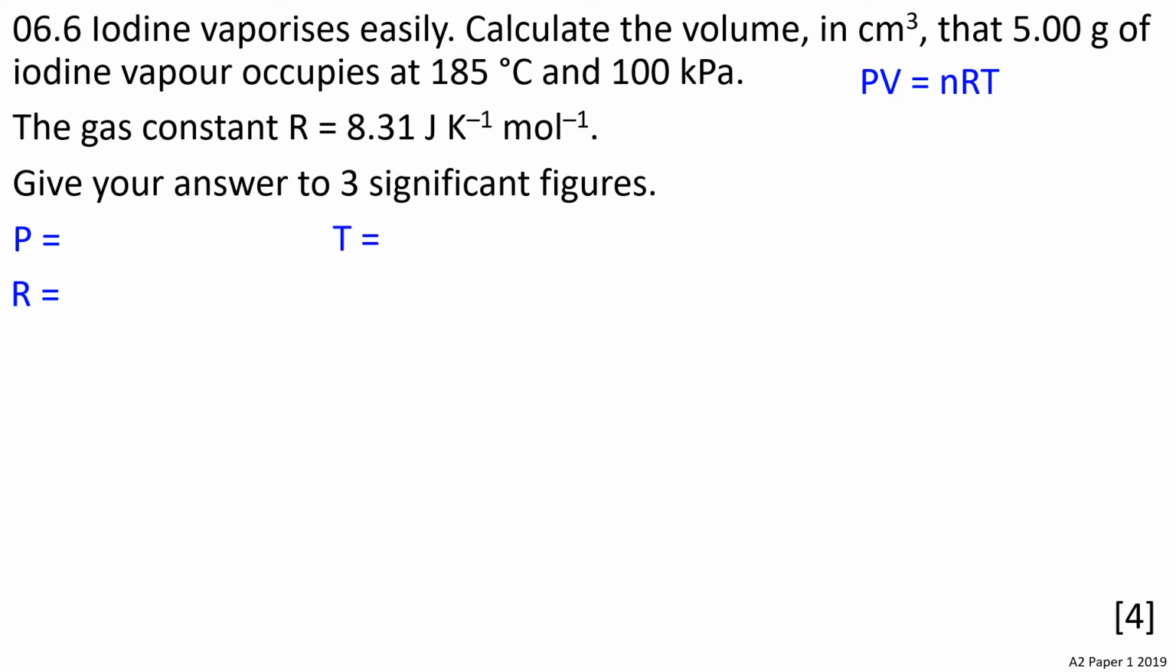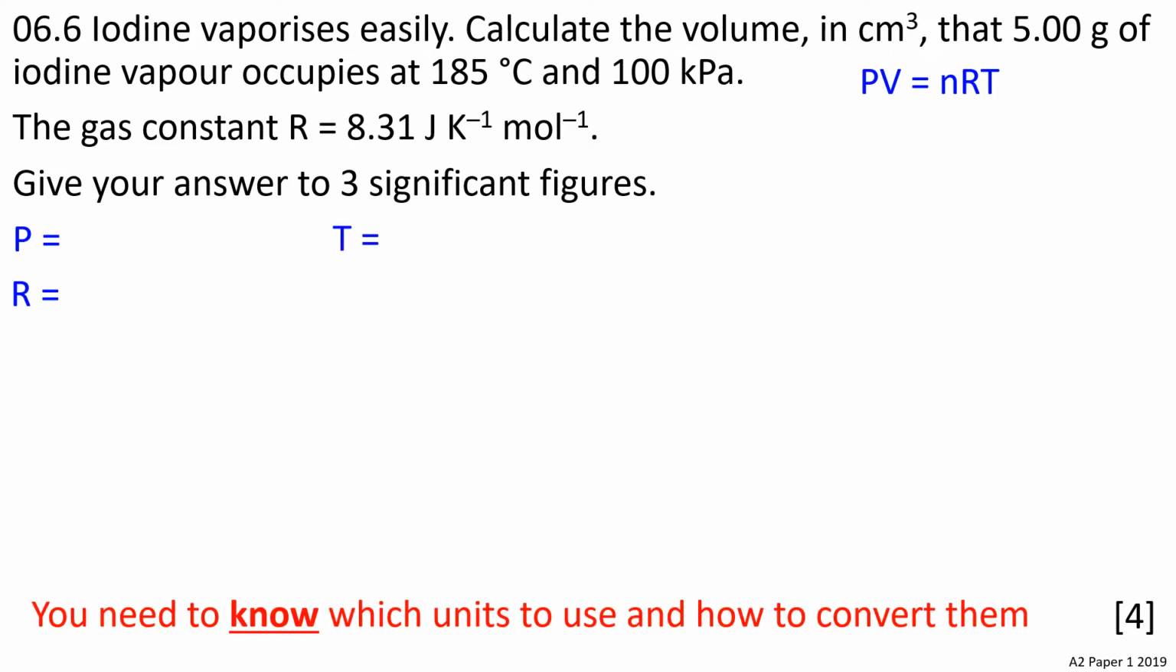We can get these variables from the data in the question, however, it is essential that you know which unit to use and how to convert between them. It's always a good idea to make the thing that you're trying to work out the subject and do that algebraically. We also need to work out the amount of iodine, so we're going to need to use an equation to calculate that.